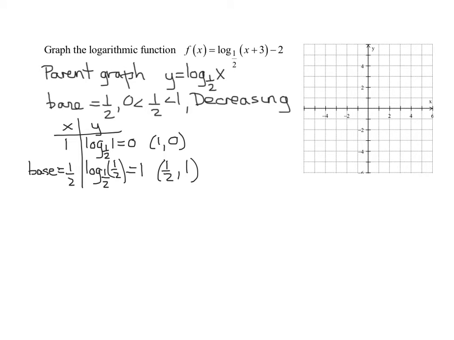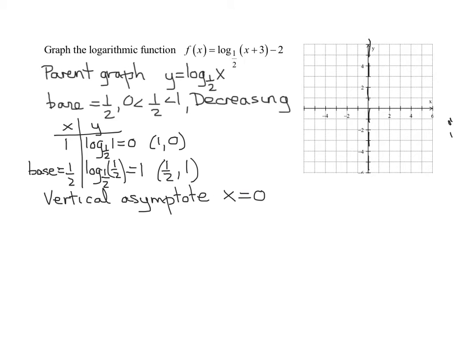And then logarithmic functions always have vertical asymptotes. And on the parent graph, the vertical asymptote is always the y-axis, otherwise known as the equation x equals 0. So let's graph our parent graph. So I'm going to graph in the vertical asymptote here. Here we go.